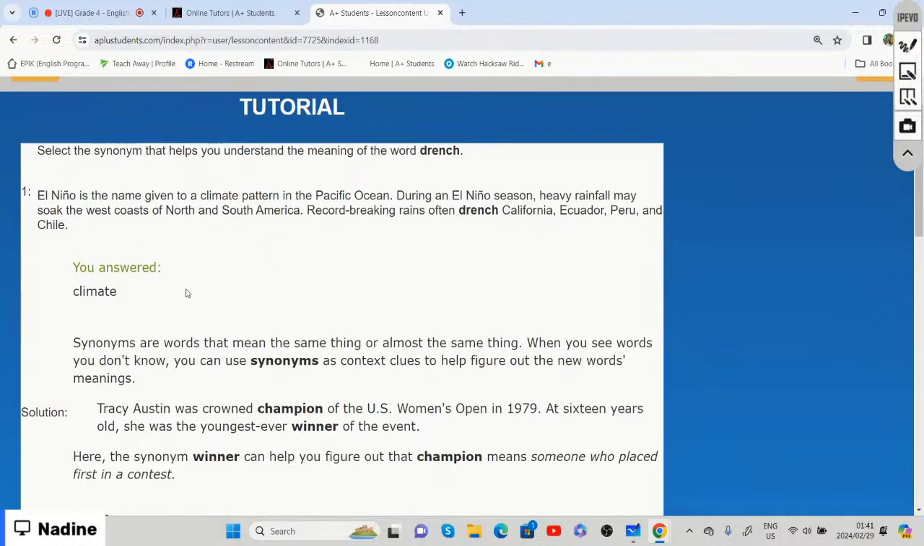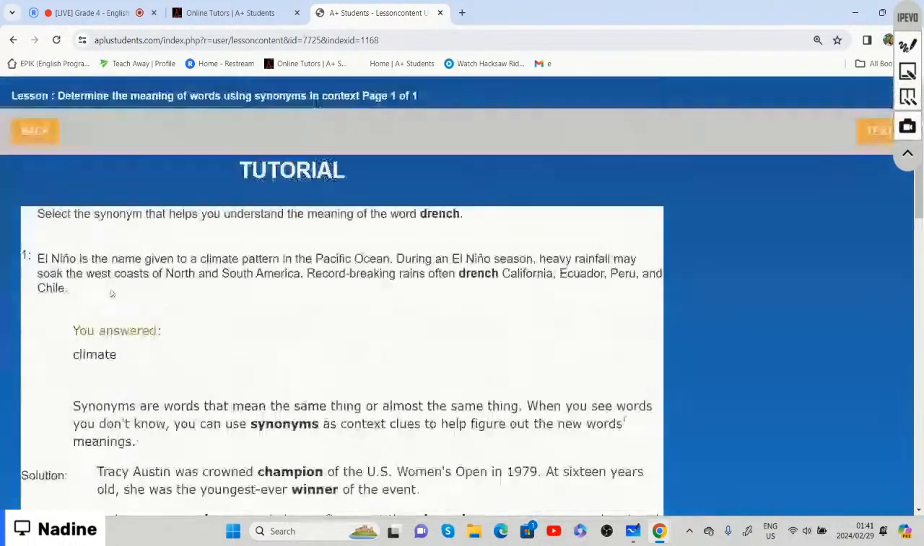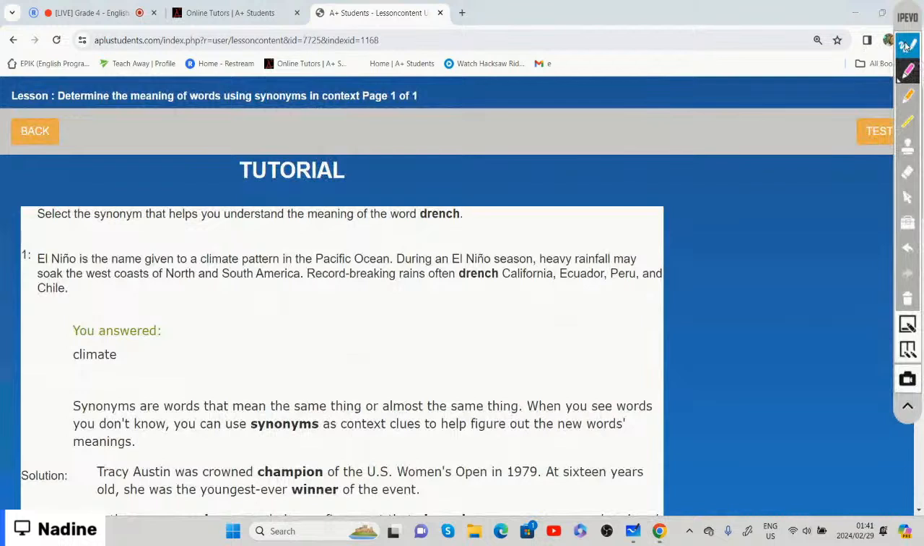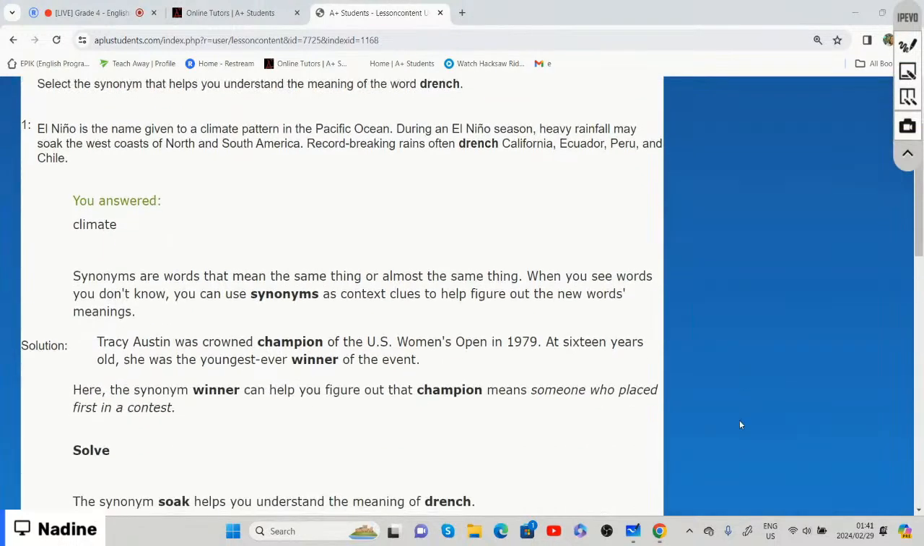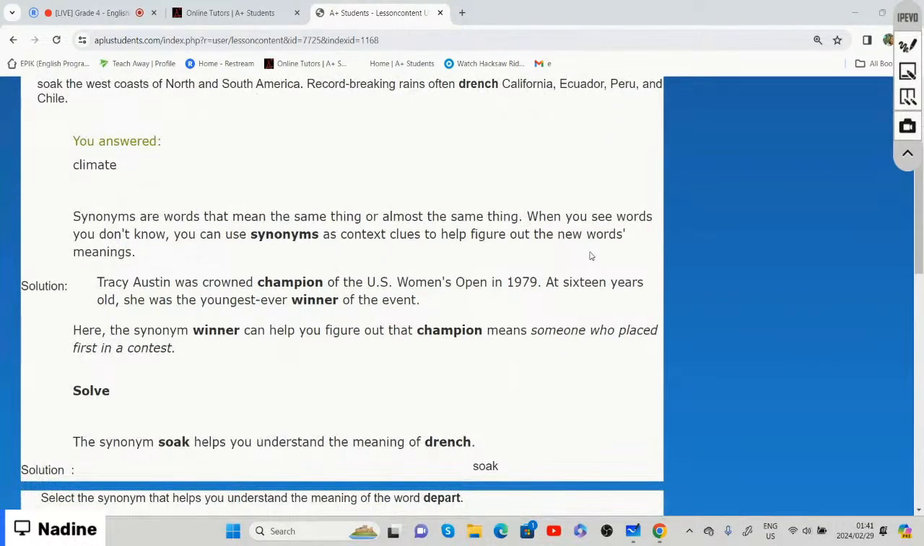All right. So, if we look at the word drench, then we can use the word soak. Another word for drench is to soak, right? Because remember, here we need to find the synonyms. So, drench means to soak up.